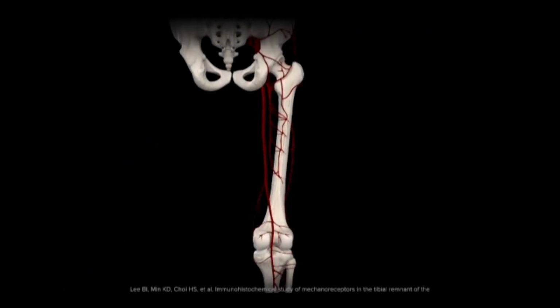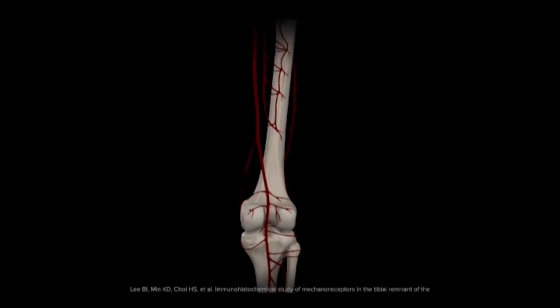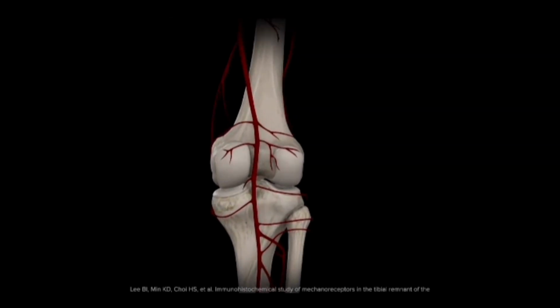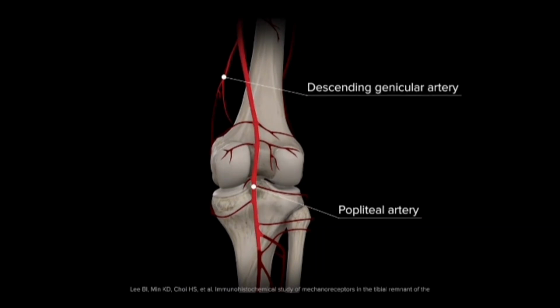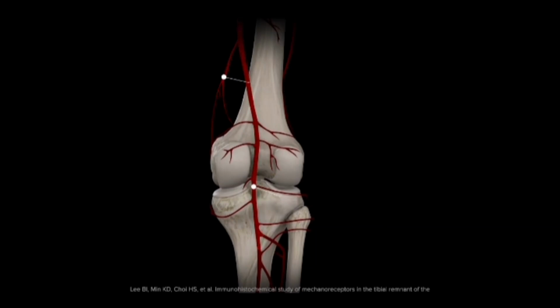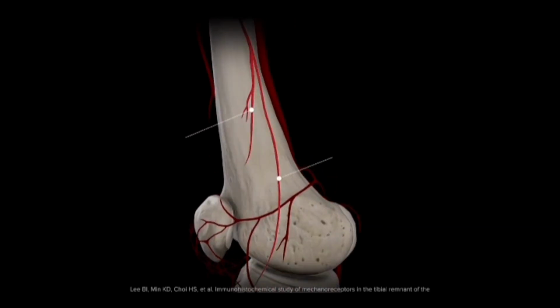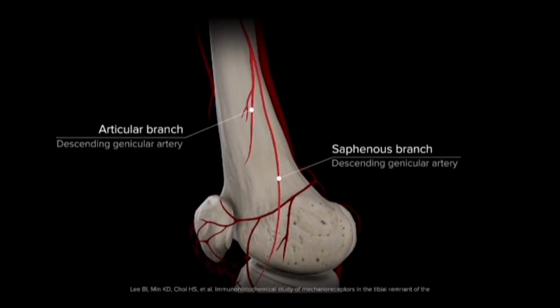The ACL is a vascularized structure. Its arterial supply arises proximally from the femoral artery as it turns posteriorly just above the level of the epicondyles. This splits into the descending genicular and popliteal arteries, which supply most of the blood in the knee and lower leg. The descending genicular artery has articular and saphenous branches and is connected to the supramedial genicular artery.